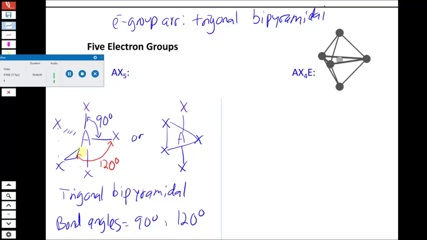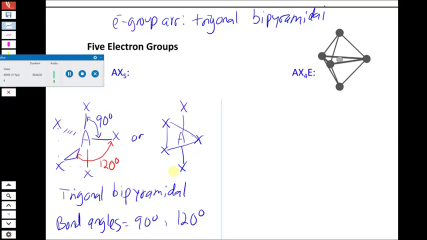And so then what this means, when we start putting lone pairs on here, is we have two choices for where that first lone pair goes. So if we're going to go to AX4E, we're going to take these 5 electron groups, and we're going to make one of them into a lone pair. And there's two possibilities for where that lone pair goes. It either goes on the triangle here, or it goes in one of these top and bottom positions.